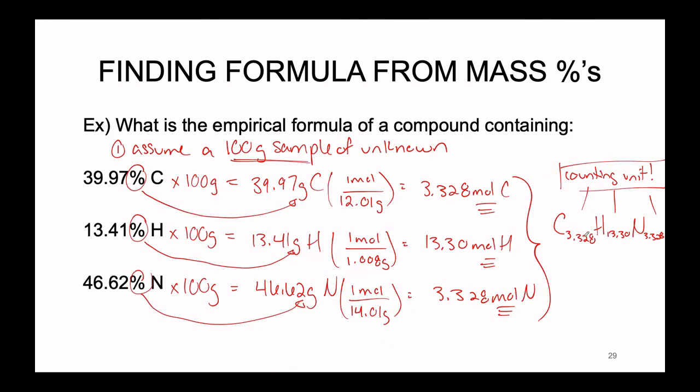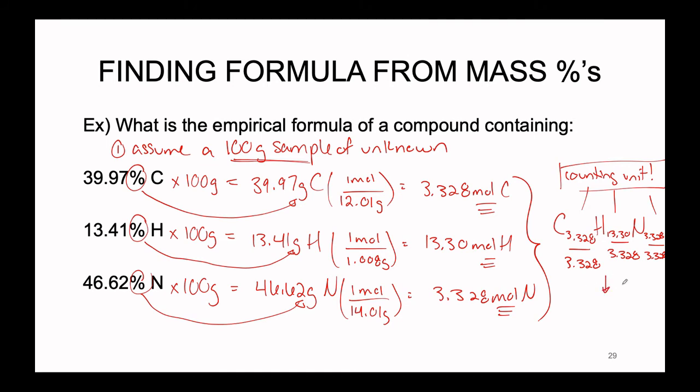So in order to write these subscripts as the lowest whole numbered subscripts, we're going to divide each of them by the lowest present. So we have to ask ourselves which of these values is smaller. Is 3.328 smaller, or is 13.30 smaller? Duh. 3.328 is the smallest of all of the values present. And so we're going to divide each of these subscripts by this 3.328.